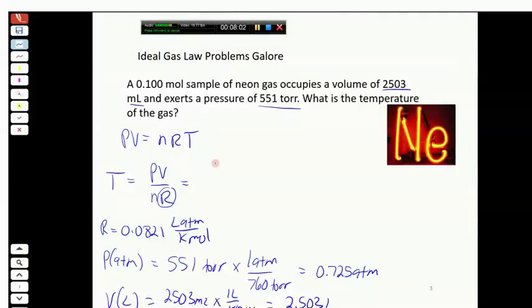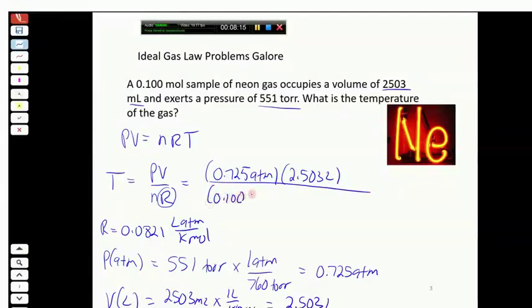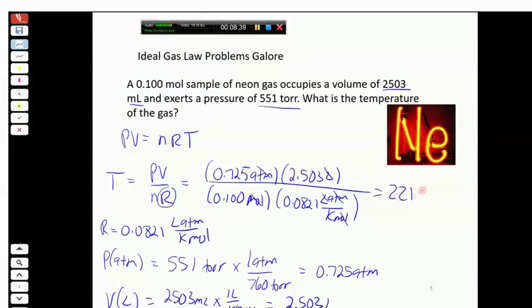All right, so we put everything in that we have now. Our pressure in atmospheres is 0.725. Volume in liters is 2.503. And then n is 0.1 mole. And then R is 0.0821 liter atmospheres per kelvin mole. And we see that all the rest of the units cancel out. Liters, atmospheres, mole cancel out. We have 1 over Kelvin, or Kelvin finally, which gives us the absolute temperature. So this comes out to 221 Kelvin.